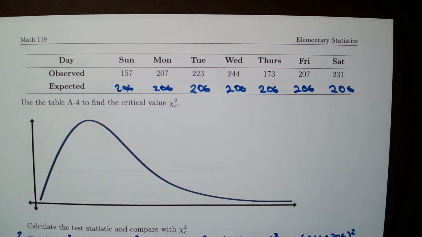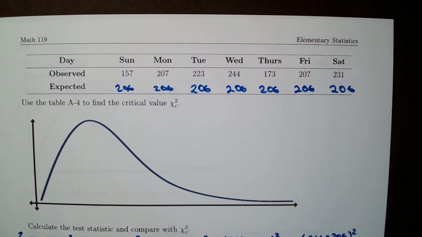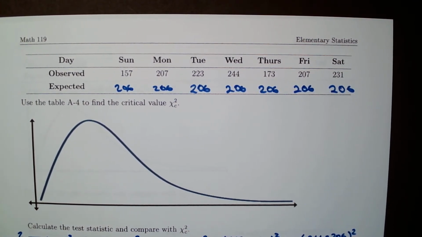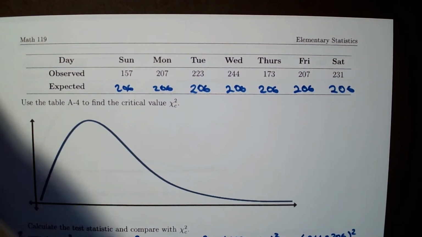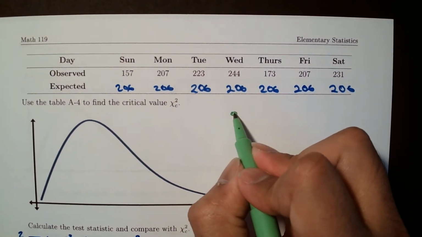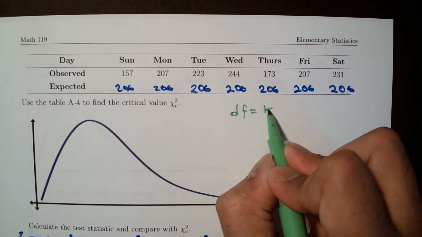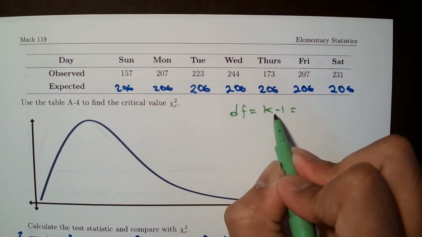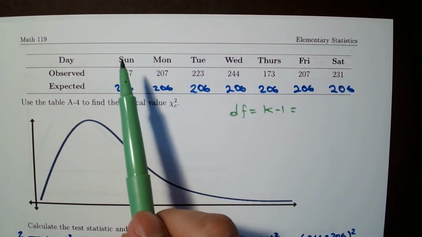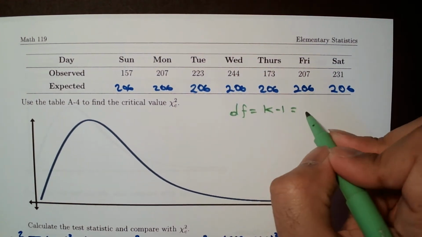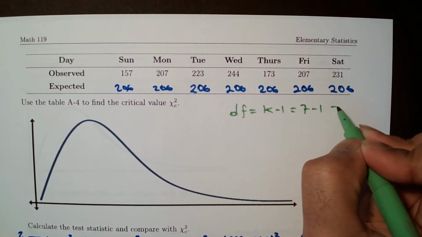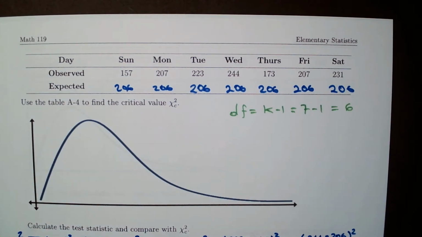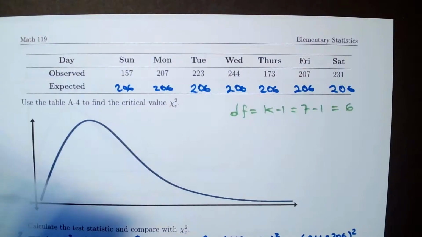Alright, let's use table A4 to find the critical value for this. Well, in this case, the degrees of freedom will be df equals k minus 1, where k is the number of categories, in this case 1, 2, 3, 4, 5, 6, 7, because there are 7 days of the week. So 6 degrees of freedom. And it's a right tail test.